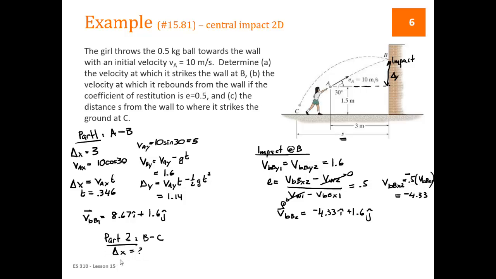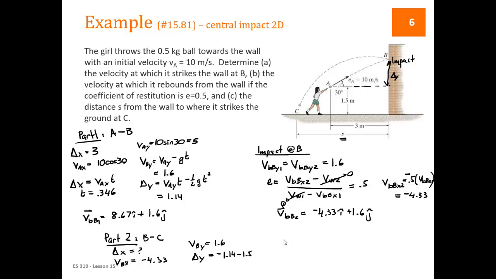We know VBX is equal to negative 4.33. We know VBY is equal to 1.6. We know delta y is equal to the 1.14 that we found before, plus 1.5. And it's going downwards, because if we start up here, we end up down there, we're going down. So that's negative 1.14 minus 1.5.